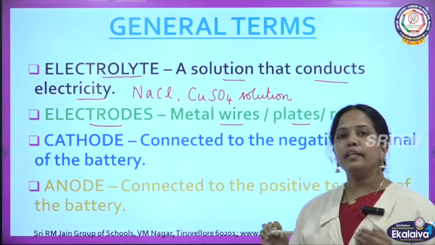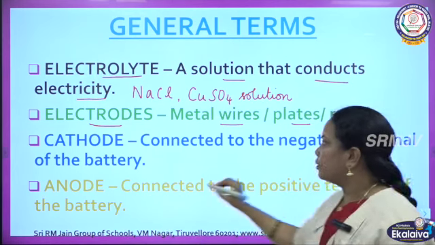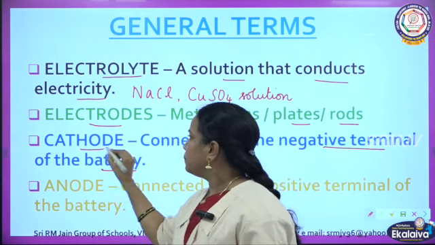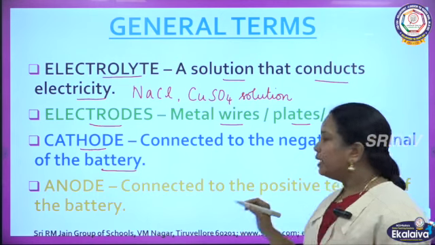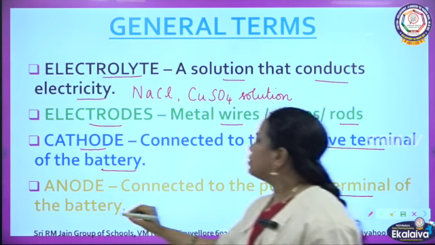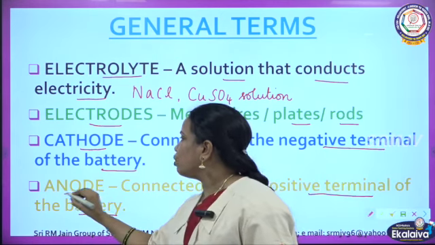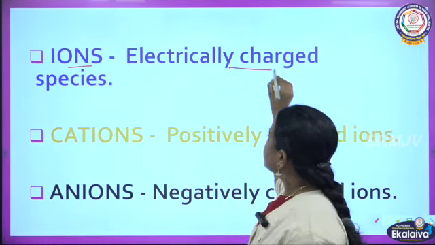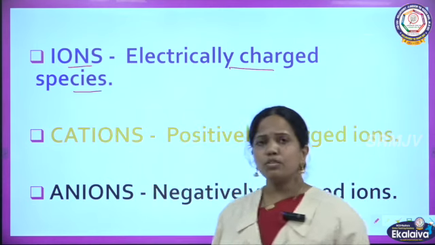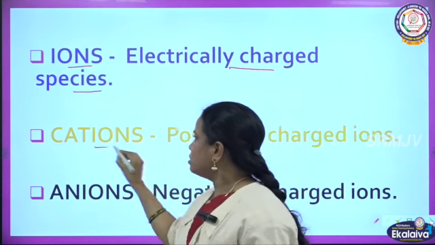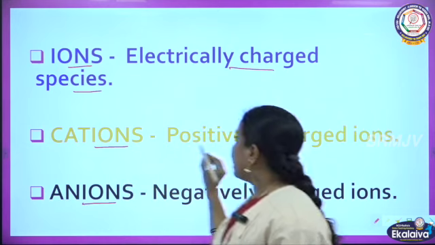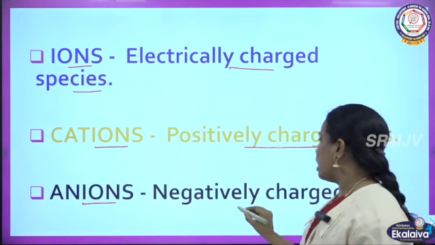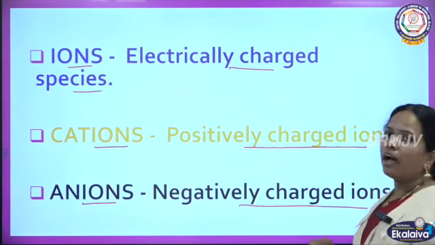The electrode connected to the negative terminal of the cell or battery is known as the cathode. The electrode connected to the positive terminal of the cell or battery is known as the anode. Ions are electrically charged particles and they are of two types, cations and anions. Cations are positively charged ions and anions are negatively charged ions.